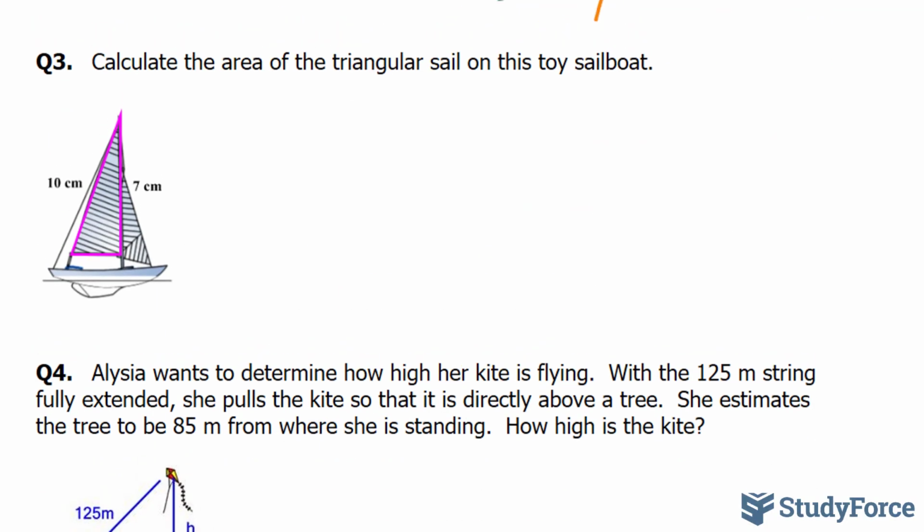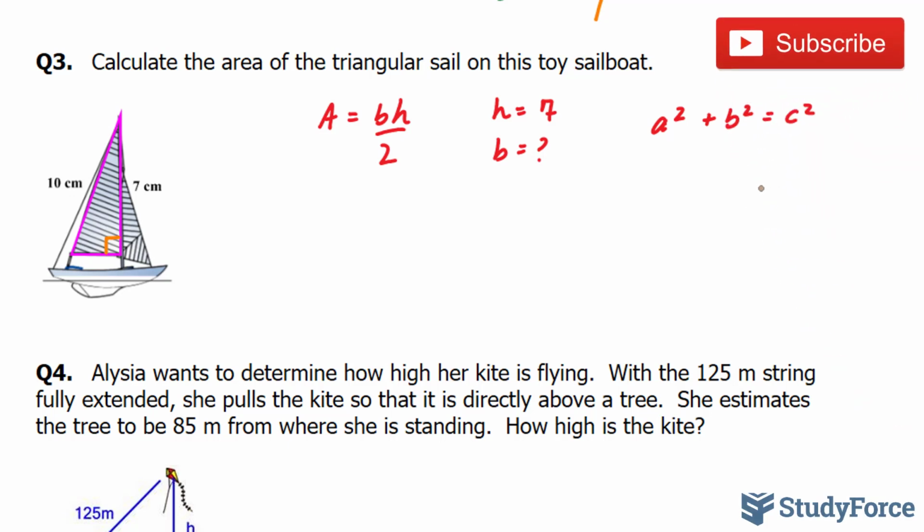In question 3, we're asked to calculate the area this time of a triangular sail on this toy sailboat. The area of a triangle is base times height divided by 2. Luckily for us, we already have the height, which is 7, but we don't have the base. So I'll put a question mark for b. To find the base, we can use the Pythagorean theorem. a squared plus b squared is equal to c squared. And I'm going to give you a second to figure out what your c is, because that's the most important part. Your c should be this line, because it's across the 90-degree.